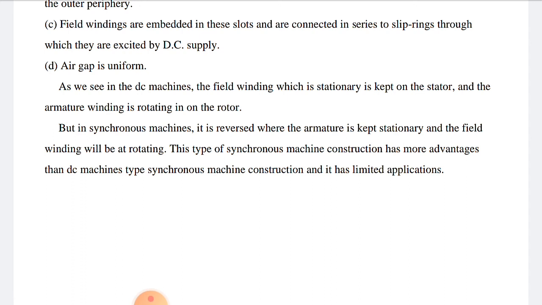The formula is Ns equals 120 F by P. If frequency is F and number of poles is P, then synchronous speed equals 120 F by P RPM. So magnetic locking is the principle behind synchronous motor.